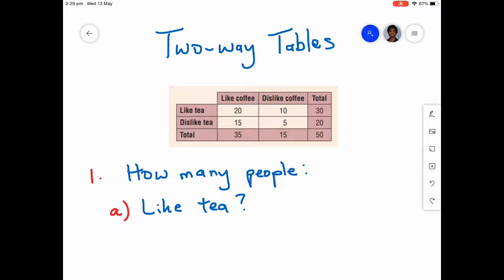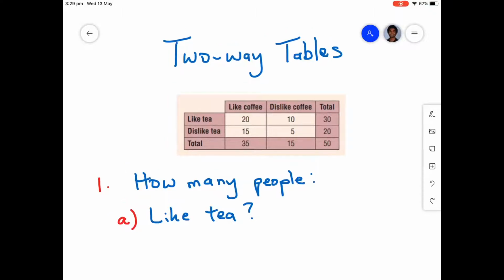Now around the outside, we have our total column and our total row. And as you can see, each total box is the addition of the other two in that row or the other two in that column. And that is how we fill in our total boxes.